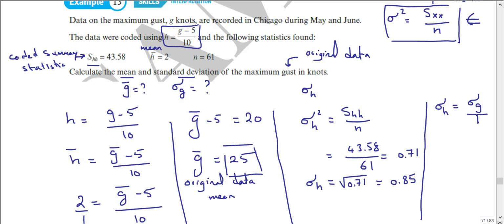What's b here? B is 10. Very good. Sigma h, we have it, 0.85, equals sigma g divided by 10. So the standard deviation of the original data will be, by cross multiplication, 8.5.